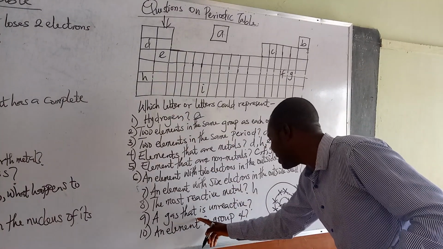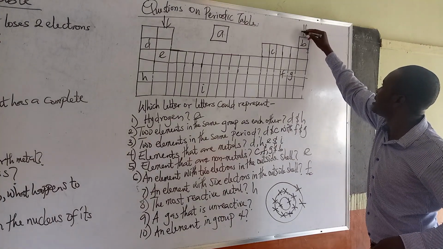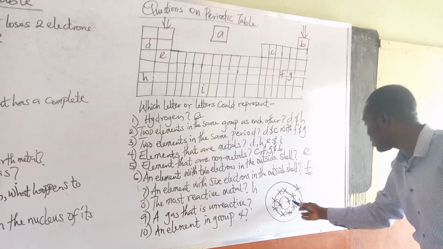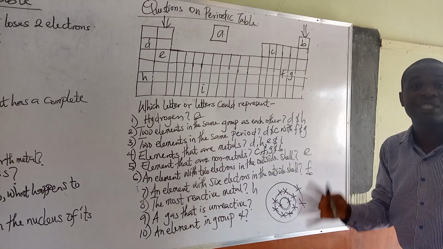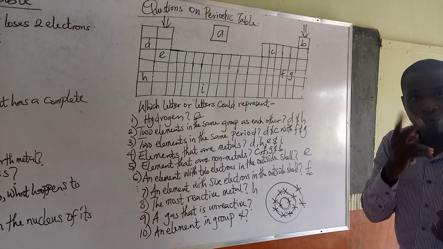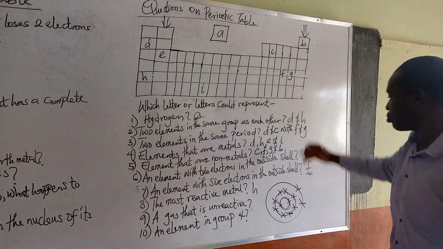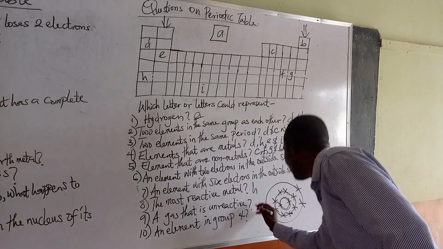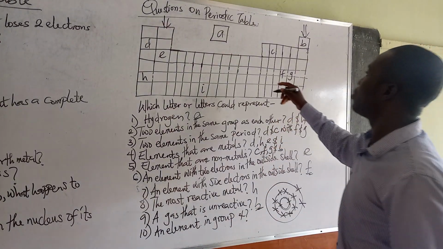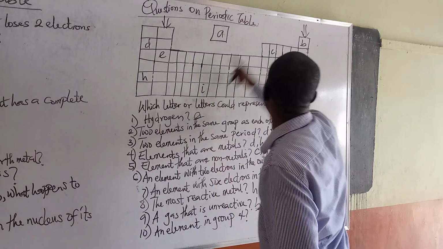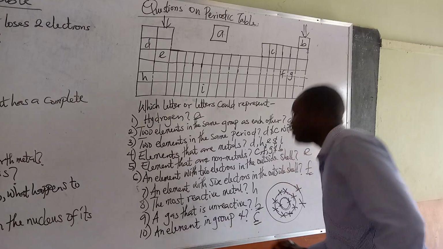Then a gas that is unreactive. Elements in group 8 are the unreactive elements because their outermost electrons, their valence electrons, are completed. They are either duplet, 2, or octet, 8. So these elements here in the last group are unreactive. So we have B there. Then an element in group 4. So group 4, 1, 2, 3, and 4. That is C.